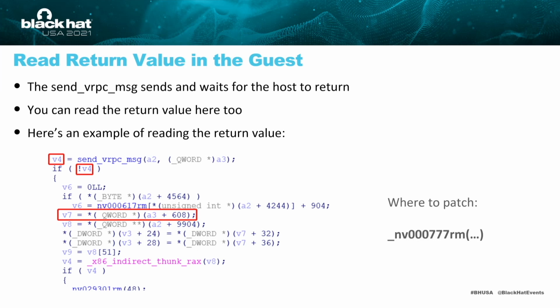To find the answer, we set a breakpoint on the vRPC initialization function, and then we found a function called NV00777RM, which is a very lucky number, and it will be called every time the guest driver is loaded. However, it should be noted that while Nvidia is updating the driver, the obfuscated name may change. From our observation, this number may become larger in newer versions. When we wrote this slide, it had already increased to 779.